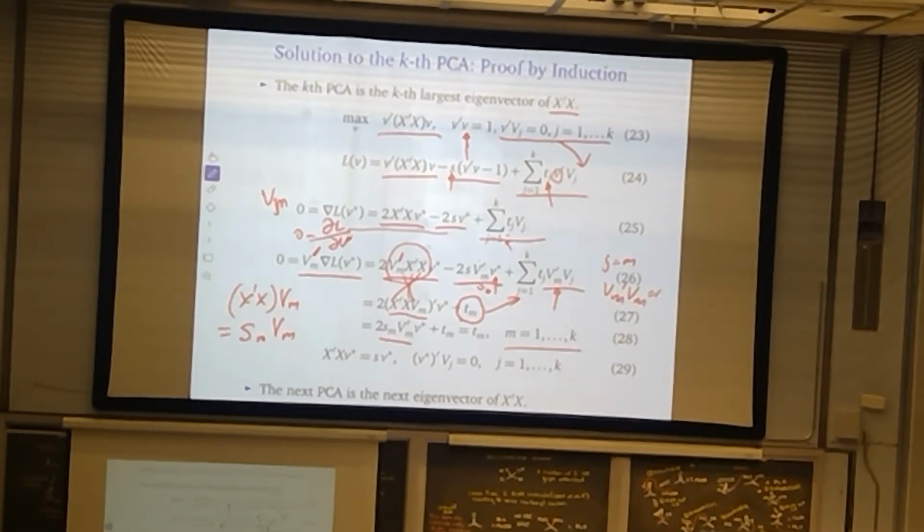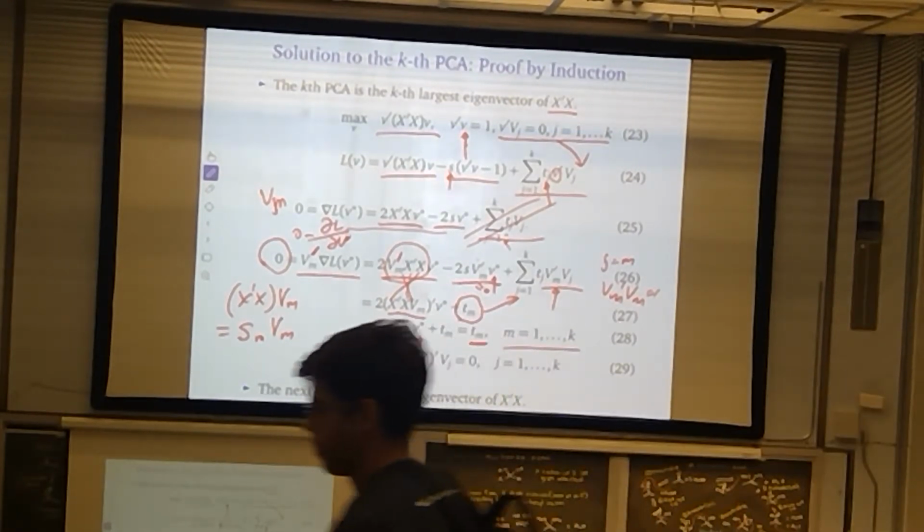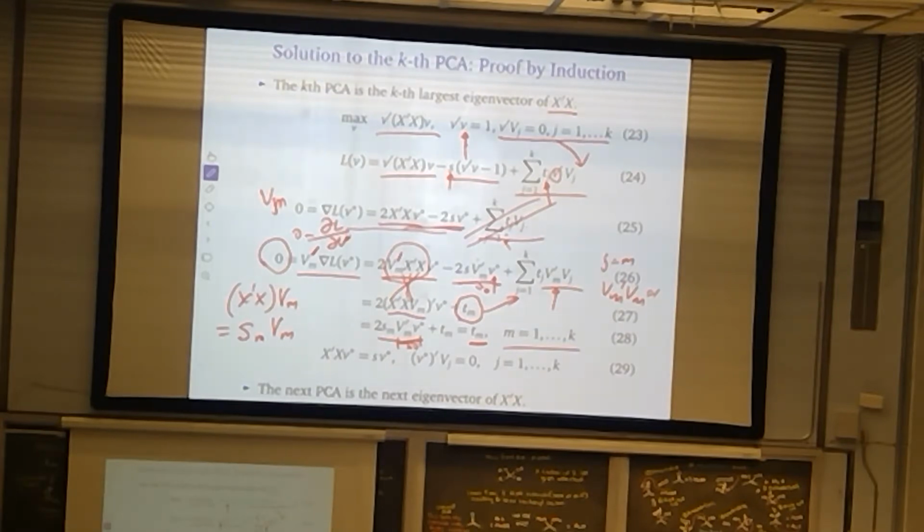Then it becomes clear, V_m transpose V star, we know that V star will have to be orthogonal to it, so this becomes 0. So in the end, it becomes T_m, and we know by the optimality conditions that this will be 0, so T_m has to be 0. So now we know that on the optimal solution, all T is 0. So this term has to be 0. That gives us this.